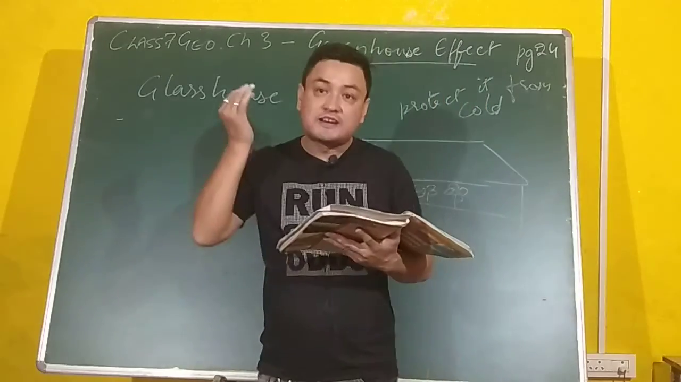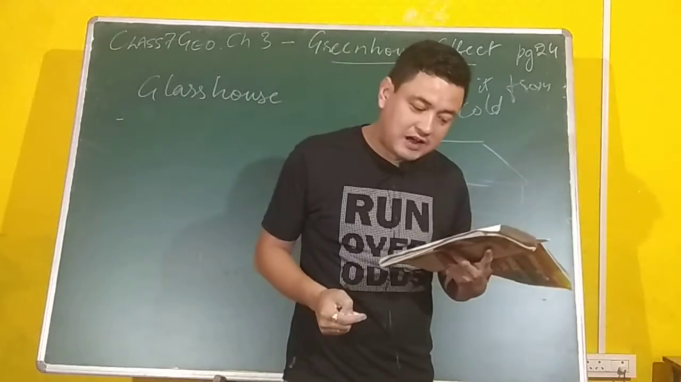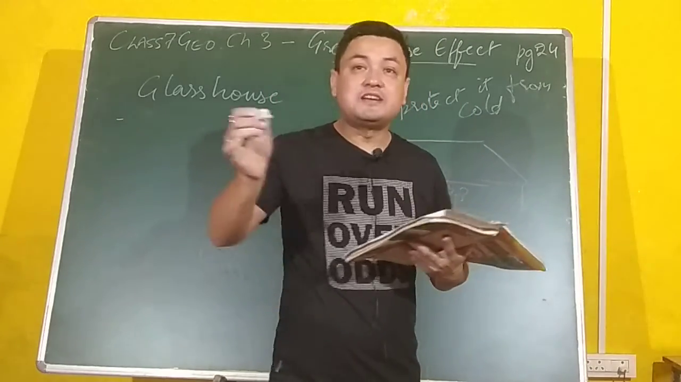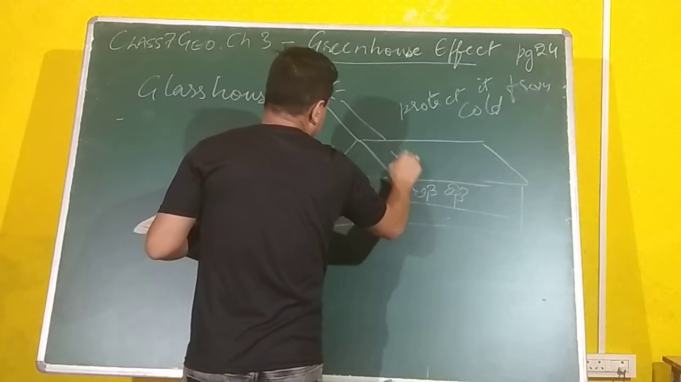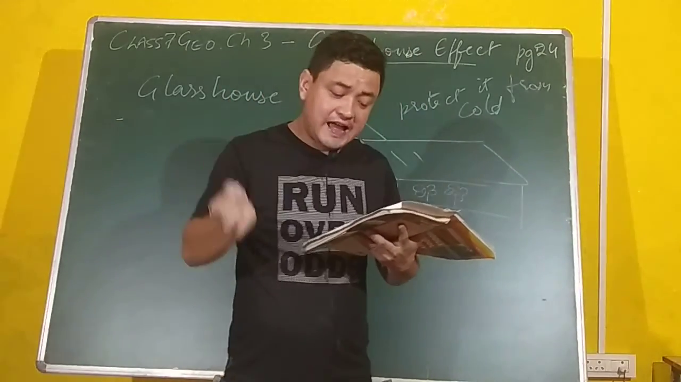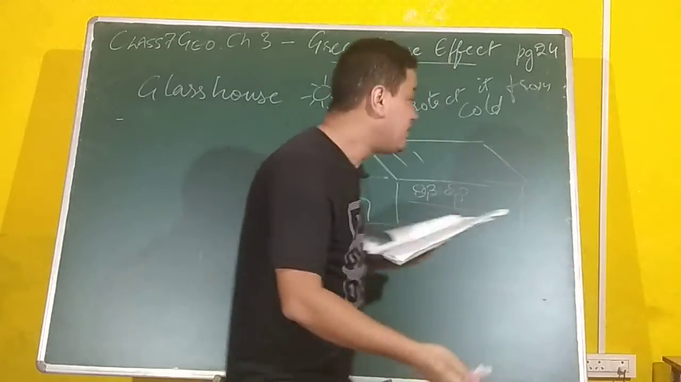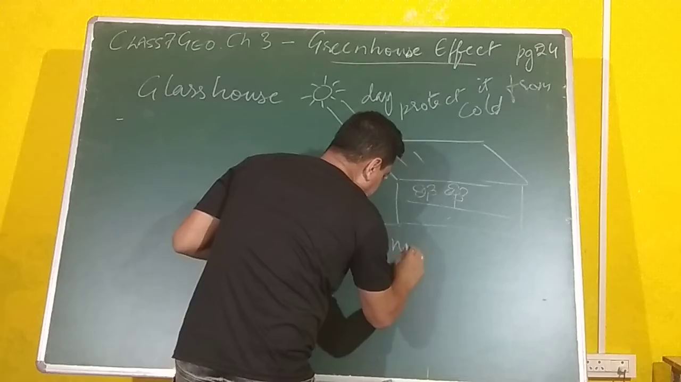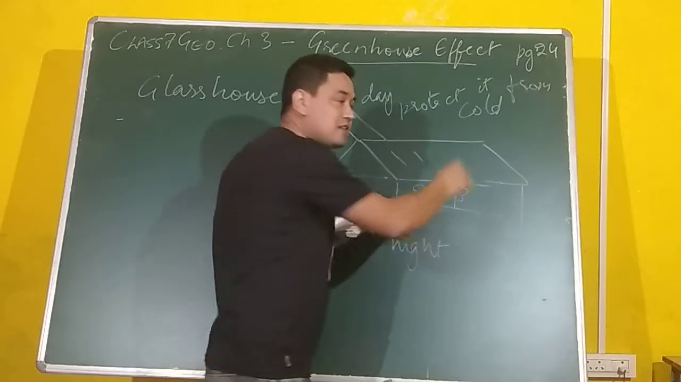In a greenhouse, the glass panel, the outer covering of the house, the walls, roof, etc., is made of glass. This glass panel basically lets the light of the sun enter the greenhouse during the day. But during the night, it does not allow the heat to escape from the glass house.